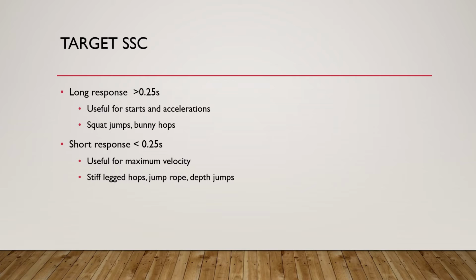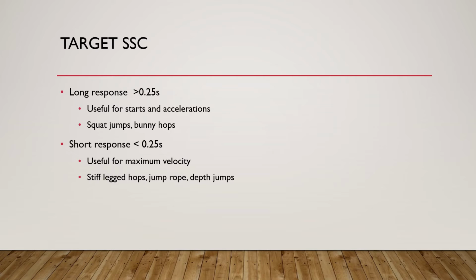One of the things your text refers to is that targeting two different points of the stretch shortening cycle is going to be helpful for matching all of your demands in sports. So we break it down as long and short response plyometrics. A long response plyometric is where our ground contact time is greater than 0.25 seconds. This is useful for starts and accelerations, where our ground contact time is much longer. Some examples of activities with long responses are a squat jump, where you jump up, land in the squat, and jump up again. Your ground contact time could be half a second, it could be an entire second. Same thing with a bunny hop.